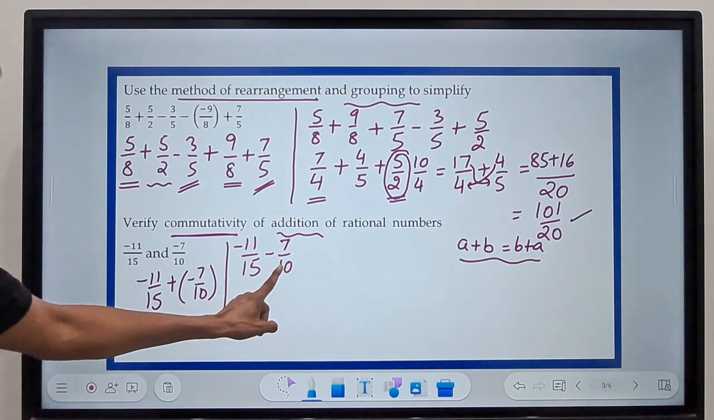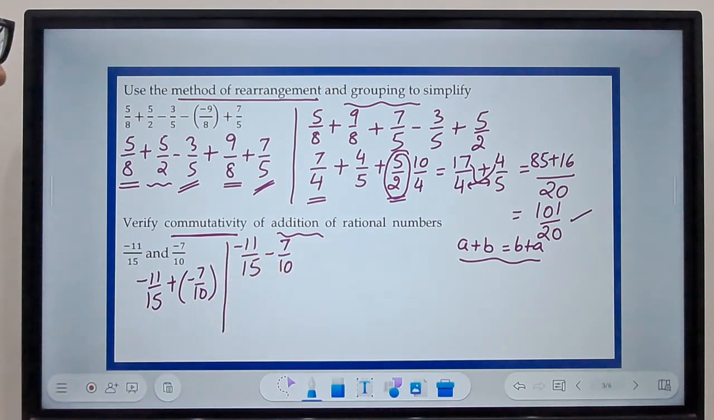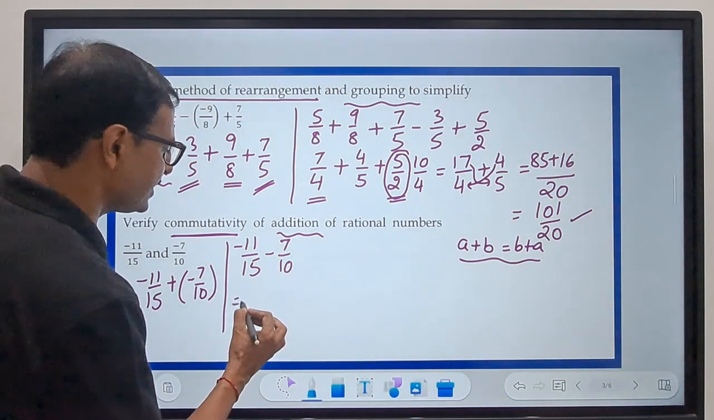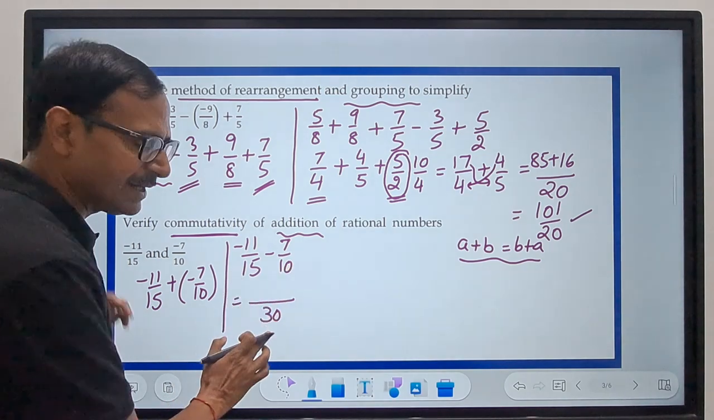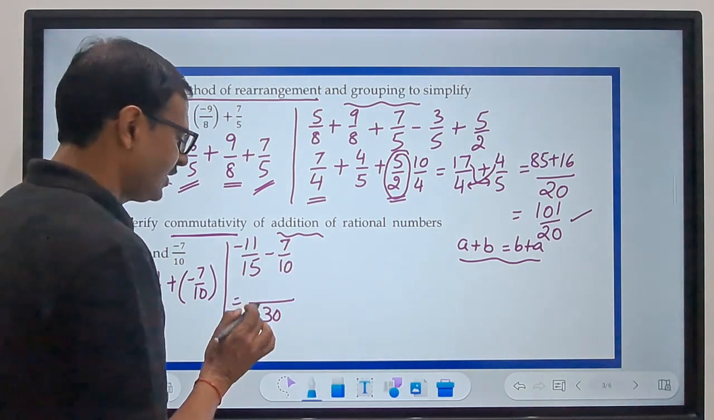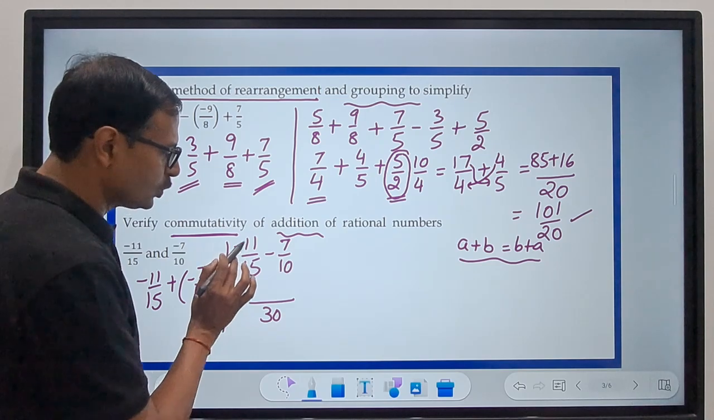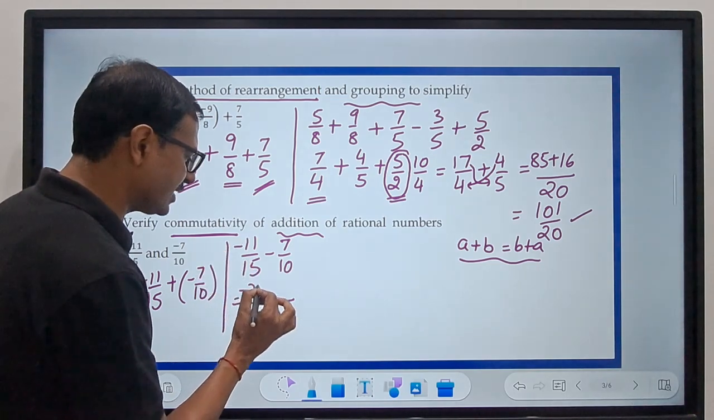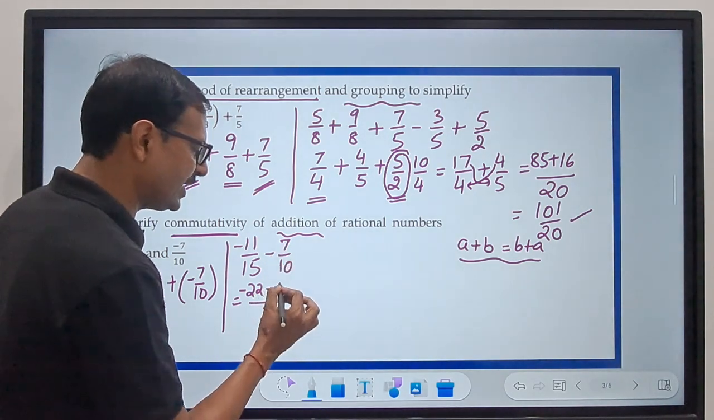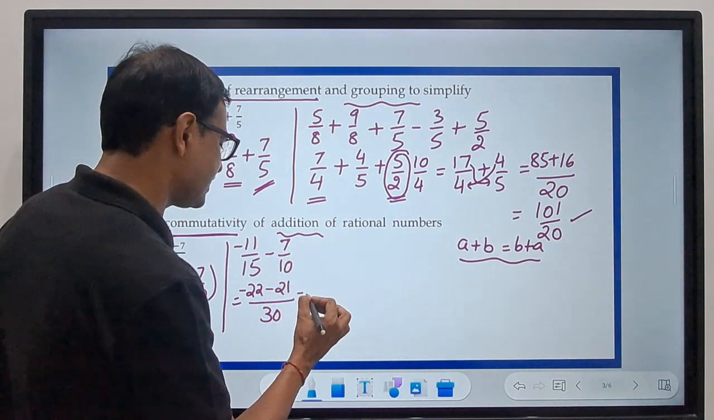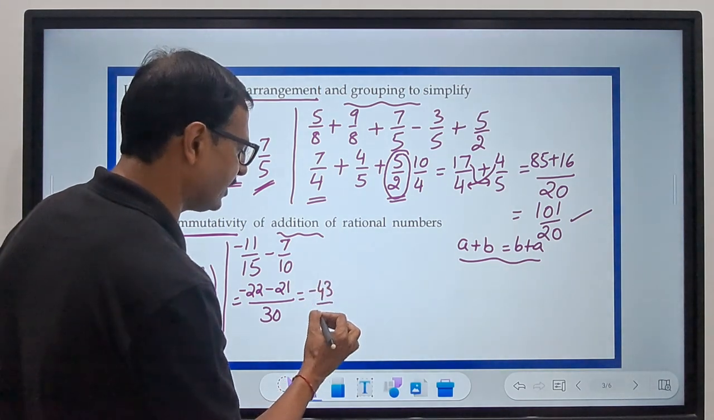Now again, 15 and 10, they are not co-prime. They have a common factor between them. So whenever you have a common factor between them, you have to convert them to the common denominator, and the common denominator in this case is 30. 15 2 times is 30 and 10 3 times is 30, right? Now 30 divided by 15 is 2. So when you multiply this by 2, you get minus 22. And 30 divided by 10 is 3. So you get minus 21. And therefore, this is minus 43 by 30.